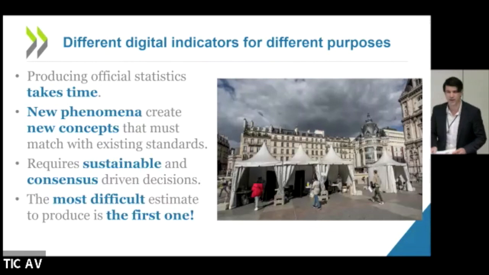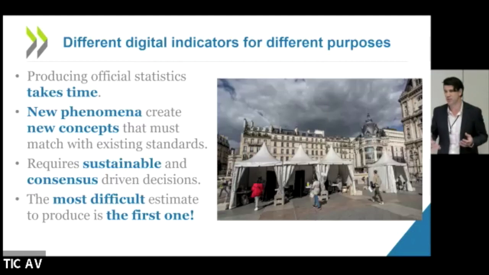I do want to caveat, I suppose, producing official statistics takes time. That's not news to really anyone in this audience. Measuring the economy is hard. That's also not news to anyone in this audience. And so I suppose, 3 years ago when I presented the framework, you might like to think, oh, well, now every country in the OECD is producing these estimates. Unfortunately, that's not the case.